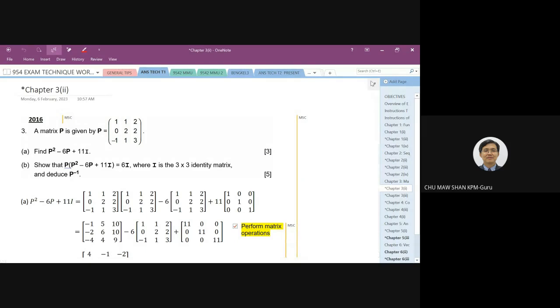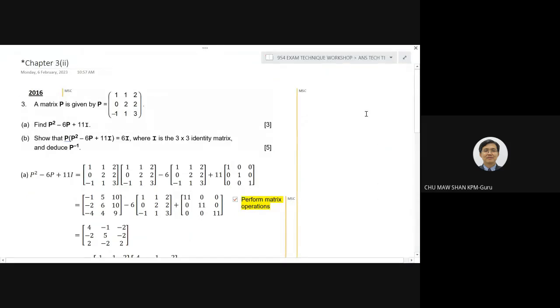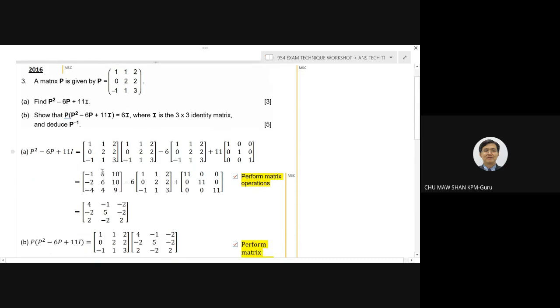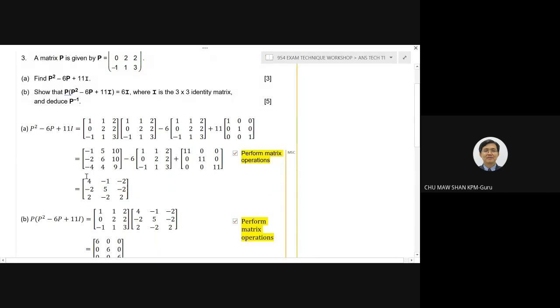Chapter 3, yeah. Chapter 3. I purposely choose 2016 because I would like to highlight something here. You see, actually this is a very simple question. You are given a matrix P, then find this one, just careful calculation needed only lah. Perlu berhati-hati saja. Okay, buat sampai you dapat a single matrix like this.